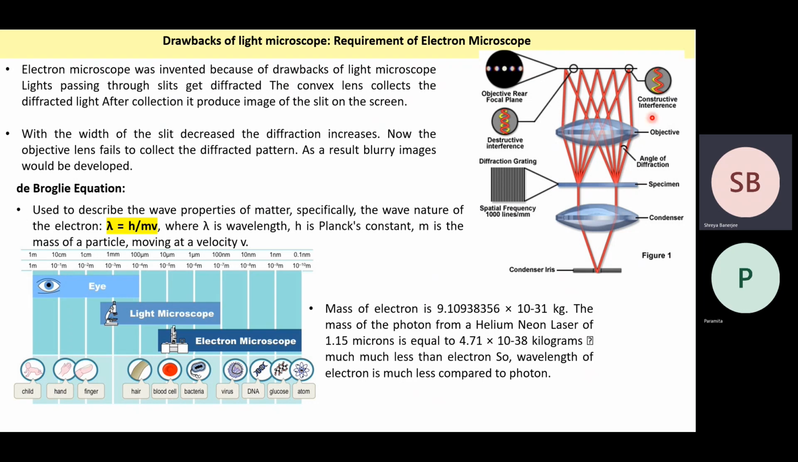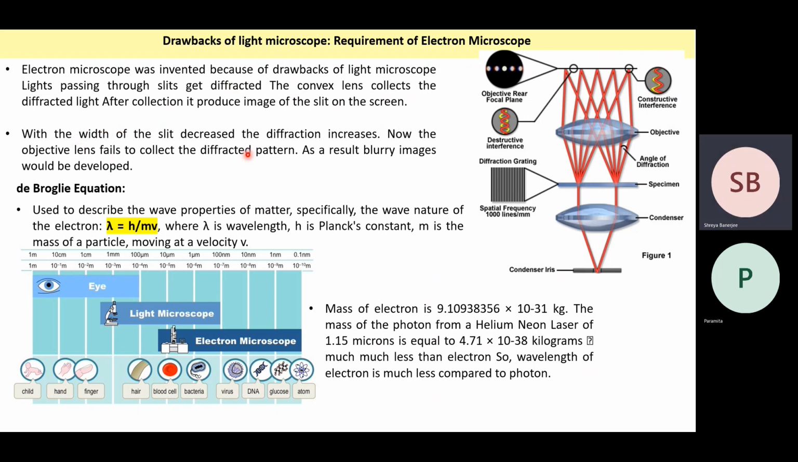Now these diffracted rays, after passing through the objective lens, can either have constructive interference, in which case you will see a coherent image like this. Suppose the specimen is an alpha helical molecule, you will see a coherent image. But suppose the diffracted rays have destructive interference, then the image is completely messed up and blurry. So this is a disadvantage of the light microscope, which is the possibility of diffraction.